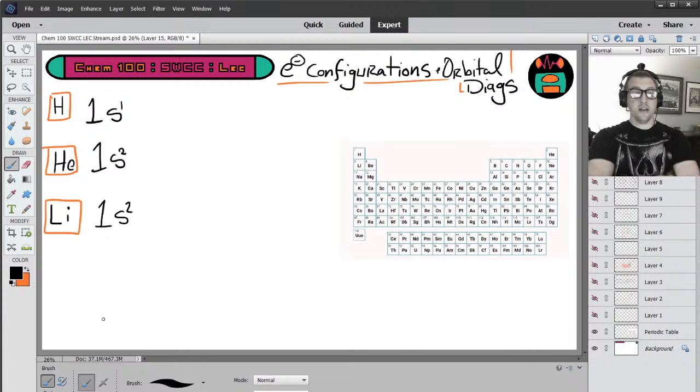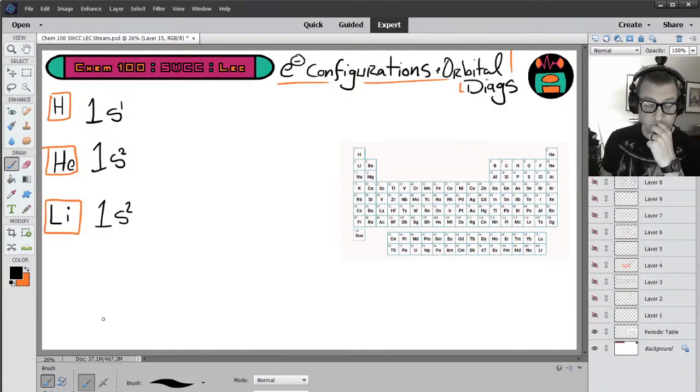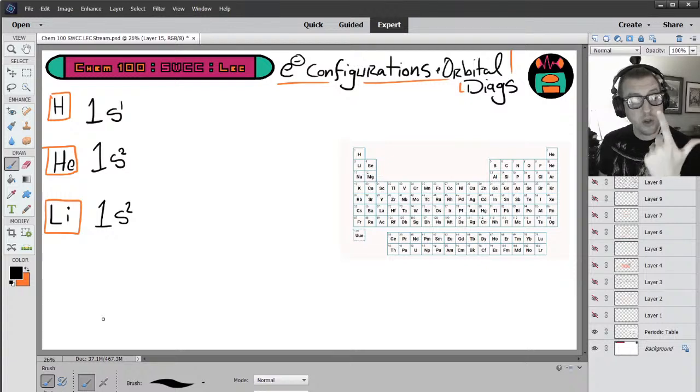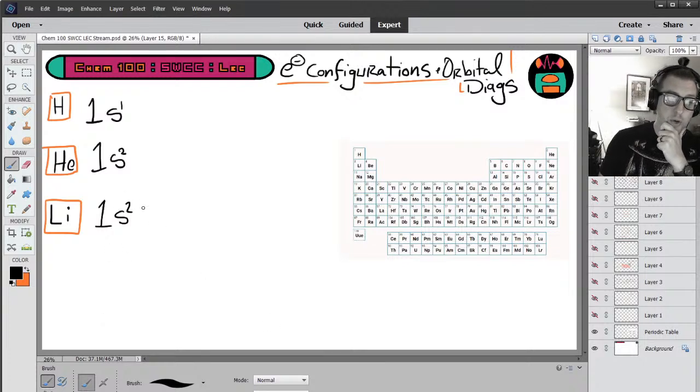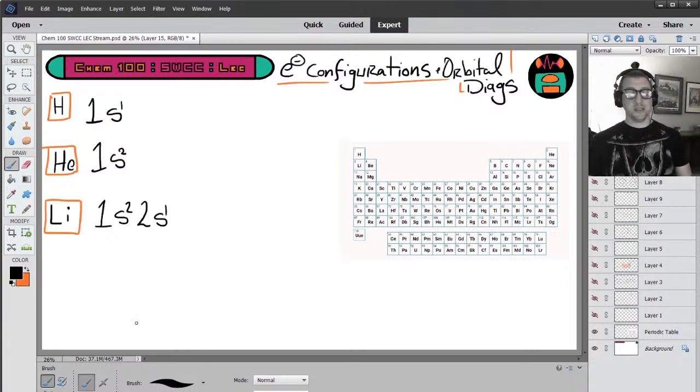Now we have a decision to make, because on the second shell there are 2 subshells, right? There's the S subshell and the P subshell. Which subshell is our electron going to go for? All right? And it goes for the one that's lower in energy. We know that S is lower in energy than P. So our third electron will be held in the S subshell on the second shell. So the electron configuration for lithium is 1s2, 2s1.